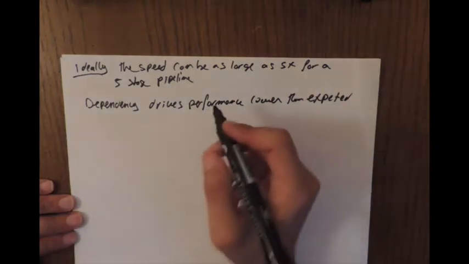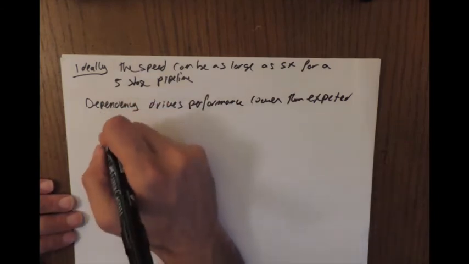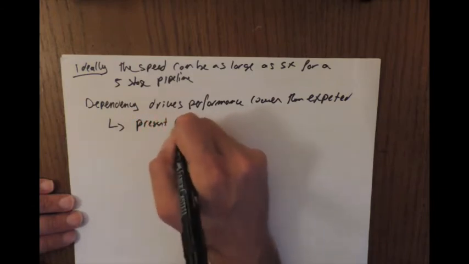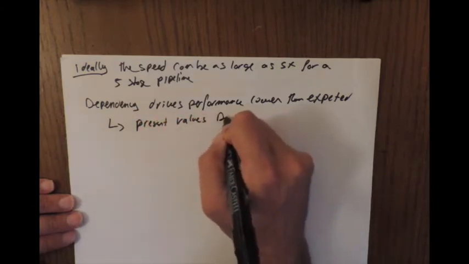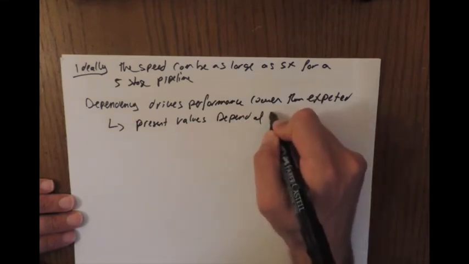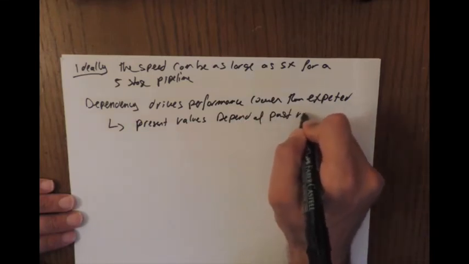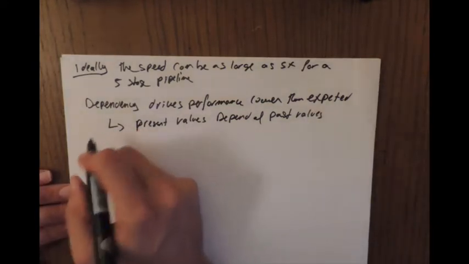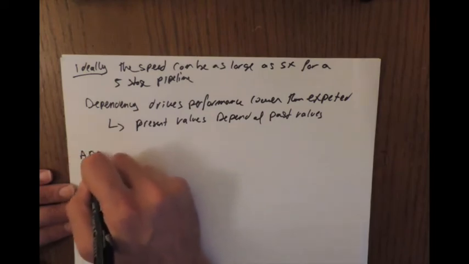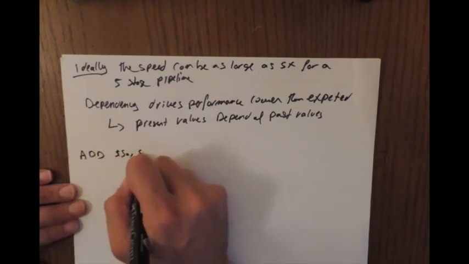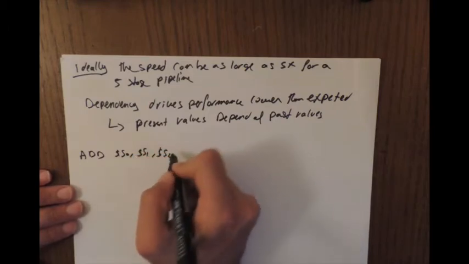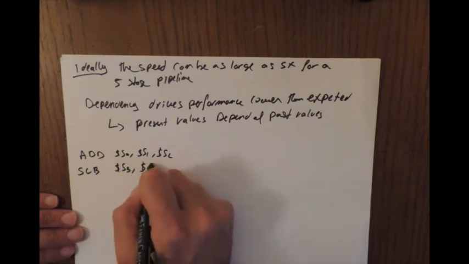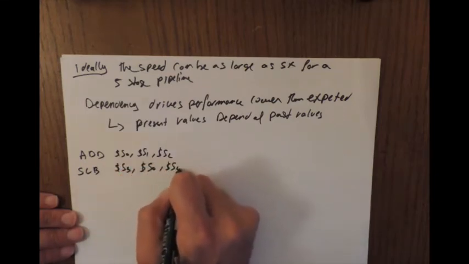Let's talk about what we mean by dependency. By dependency, we mean that present values depend on past values. So if we have, let's say, something like add $S0, $S1, $S2, and then we're going to subtract and place in $S3, $S0, $S4.